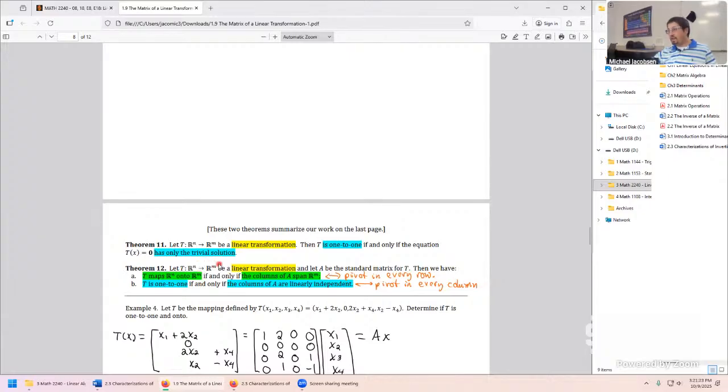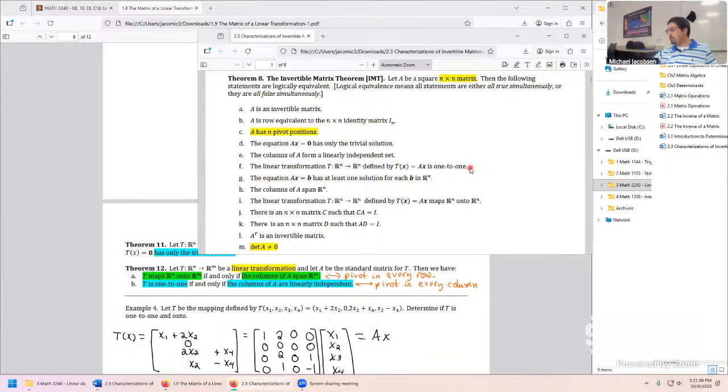But now if you go from Rn to Rn, having a pivot in every row is the same exact concept of having a pivot in every column. And so that's why spanning and linear dependence become the same concept. So really, that's just what this theorem is all about. We have n pivot positions, so one-to-one means a pivot in every column, as well as a pivot in every row, simultaneously, all at the same time.